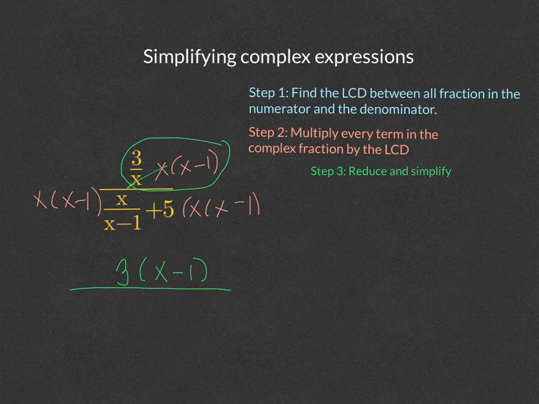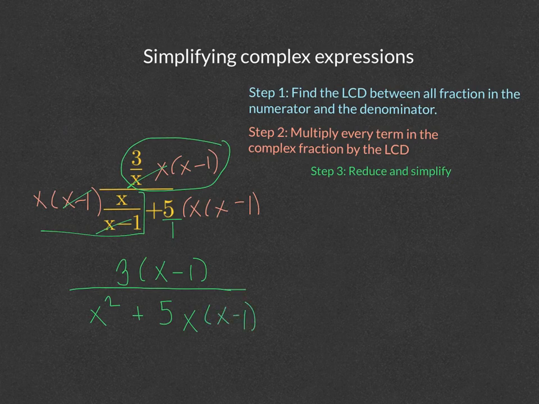Then let's look at this term right here. The x minus 1's cancel out, so I really just have x times x. And then nothing cancels out with that 5 because that's really like 5 over 1. So it will be plus 5x times x minus 1.